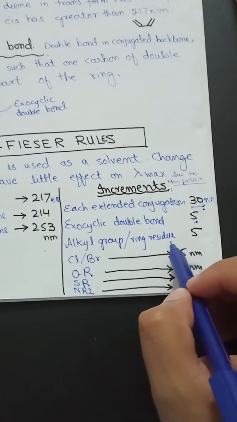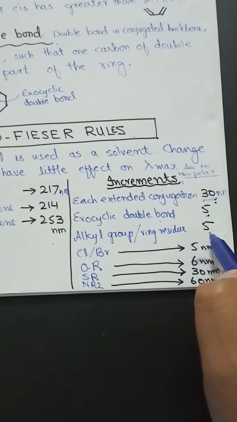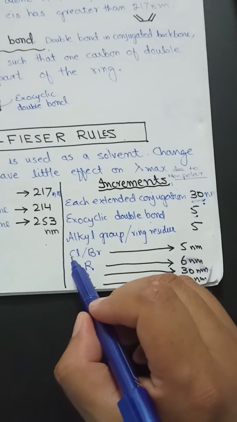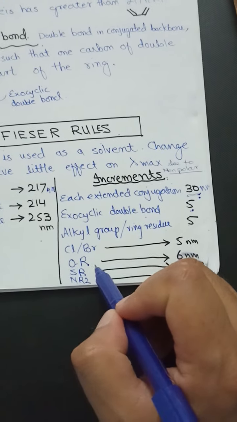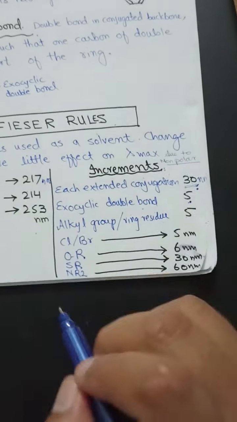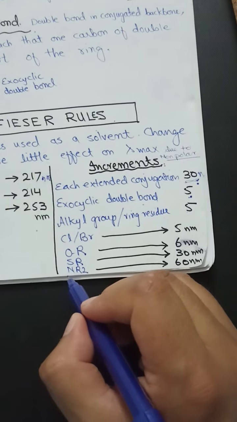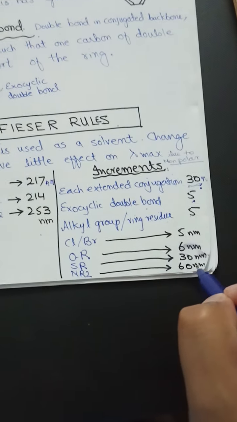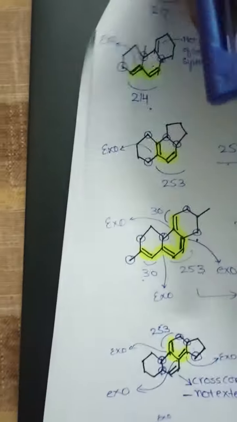For an alkyl group or ring residue, a 5 nanometer increment will be added. For chlorine and bromine 5 nanometer, for an ether group 6 nanometer, for a thiol group SR 30 nanometer, and for an amino group or NR2 60 nanometer increment will be used. Now we are going to work through some examples on this system.